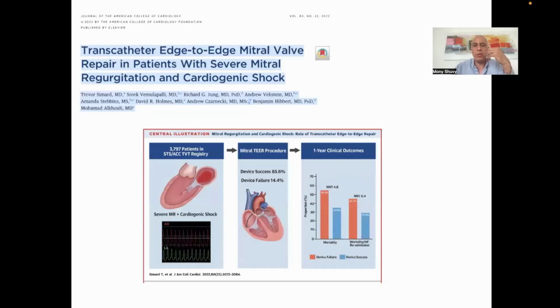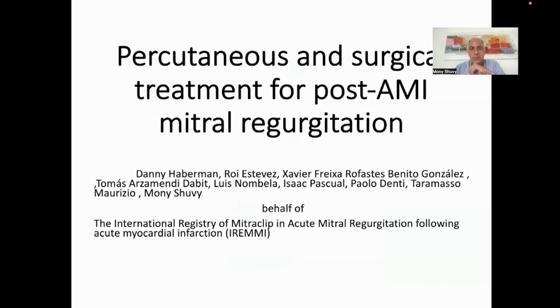And before this registry, we also had a publication from the TVT data showing that patients that go for a mitral clip in cardiogenic shock, we can see the procedure was safe, the device success was high, and we can see that patients that had good result of the mitral clip procedure had better outcomes compared to patients that were not successfully treated with the clip, suggesting the importance of the TEER in those conditions.